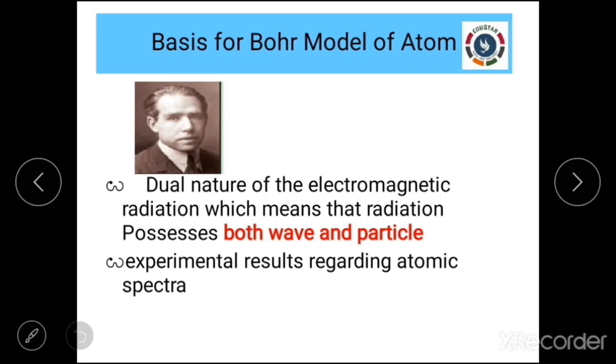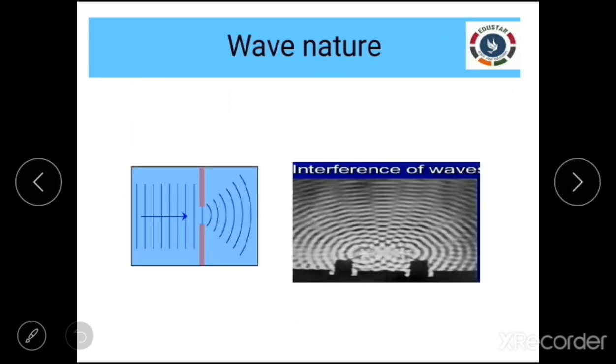The first assumption he made was that electromagnetic radiation can behave as both wave and particle. The second is the experimental results regarding atomic spectra, which we will discuss in future classes. At this moment we are going to focus on the first point alone. Now we look at how electromagnetic radiation behaves as a wave. In this diagram you are seeing diffraction and interference. These two are properties exhibited by waves. This is also exhibited by electromagnetic radiation, hence proving that electromagnetic radiation behaves as a wave.